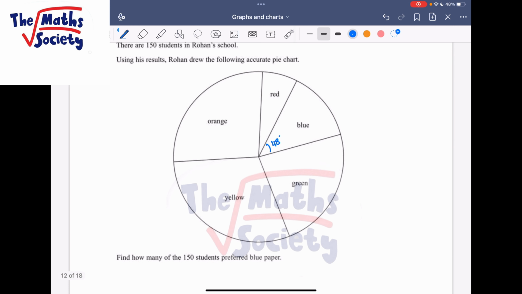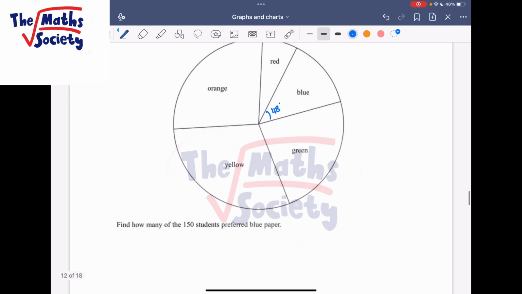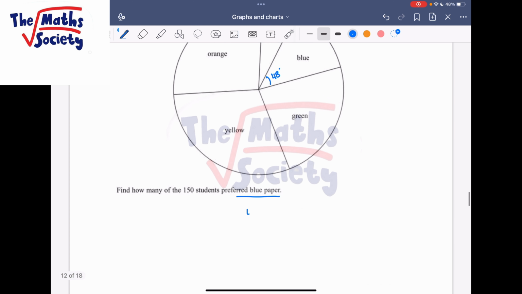So now here I'm just going to give you that the blue, the one that we have to find, preference for blue, is given as 48 degrees. So that's going to be just 48 degrees divided by 360, which is going to be multiplied by 150, and should give you an answer of 20 students.